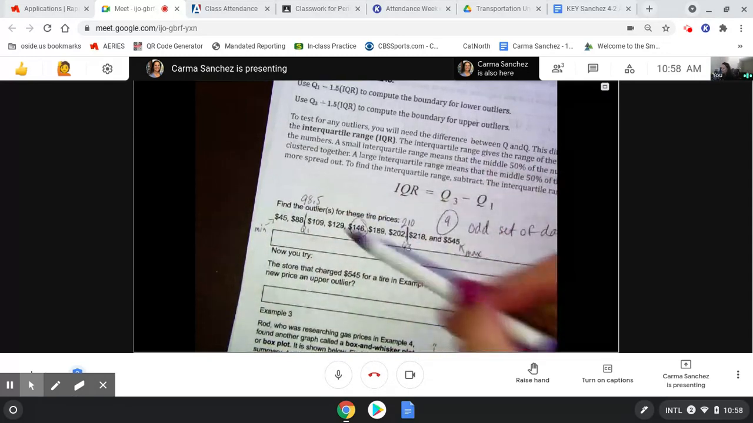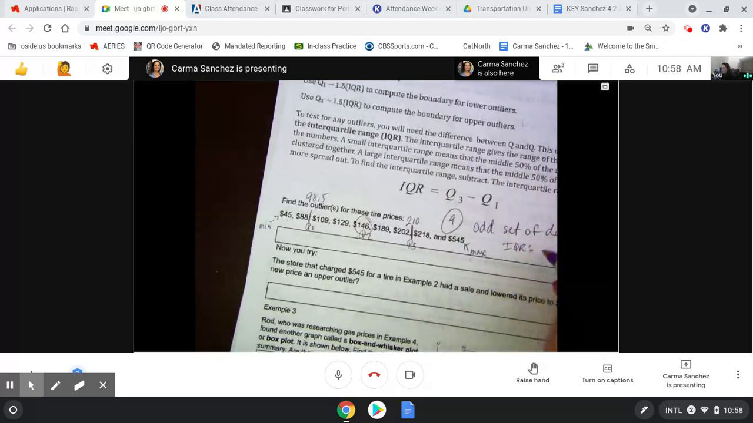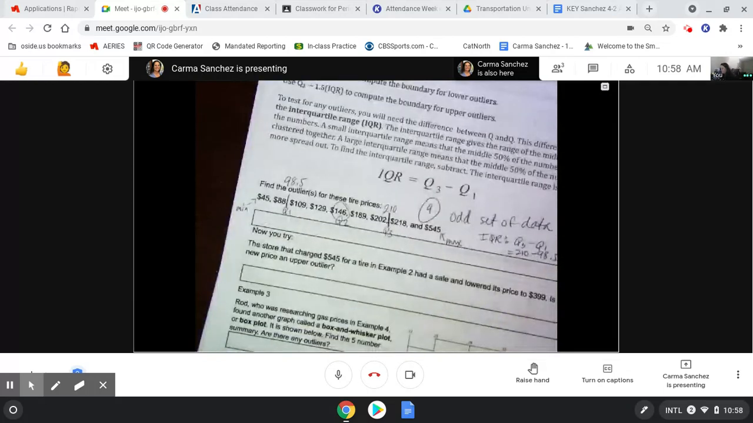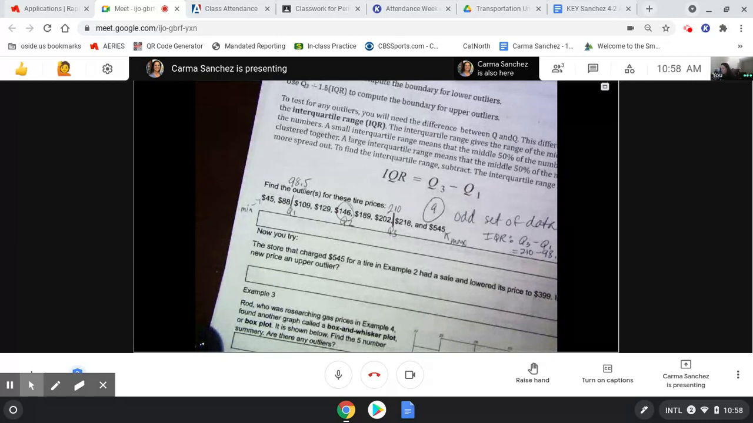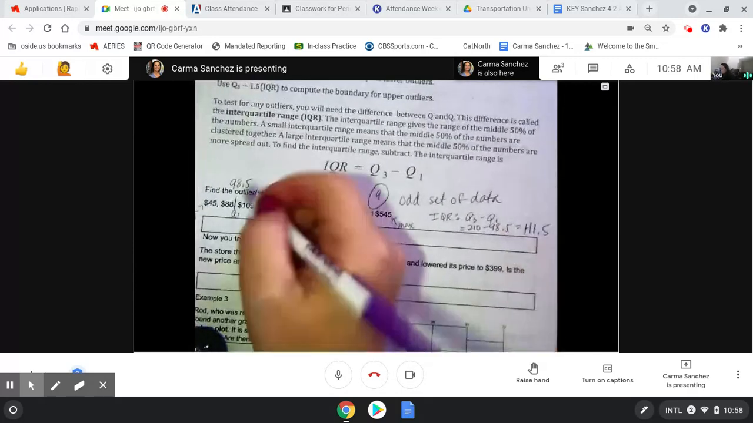So it wants us to calculate the outliers, so I need the IQR. So IQR is Q3 minus Q1. So that's going to be 210 minus 98.5. And that's 111.5. Okay, so now that I have all of this, I can do the formulas.